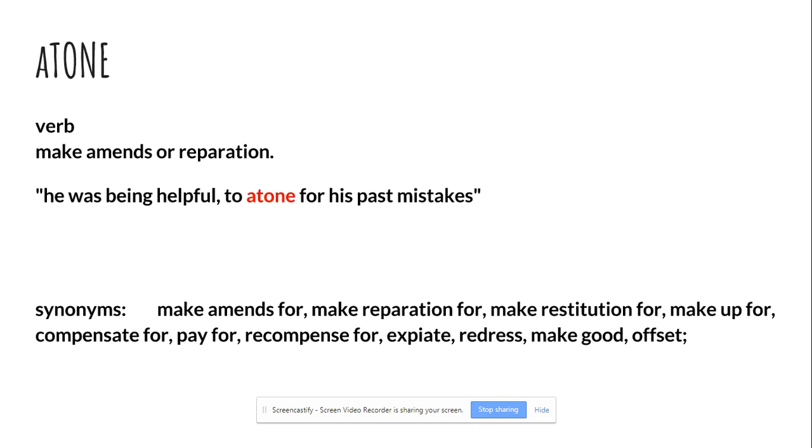Atone, it's a verb and it means make amends or reparations. He was being helpful to atone for his past mistakes. Atone is the verb here, so it's a thing that you do. The context of this word is often used in a religious sense, like you would atone for your sins. And if you look at it, for is usually after the word atone. So you would atone for whatever.